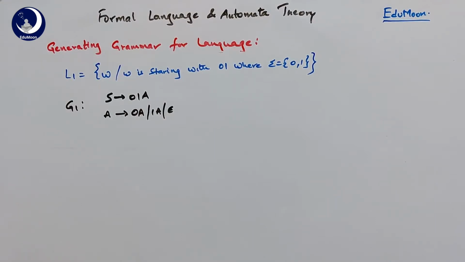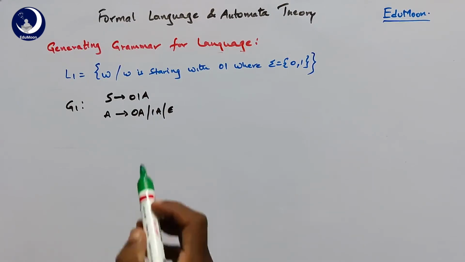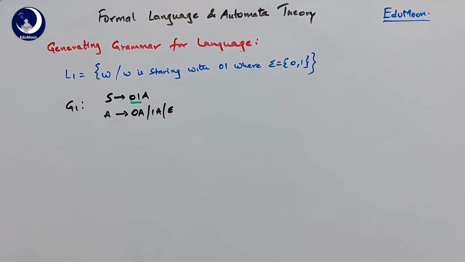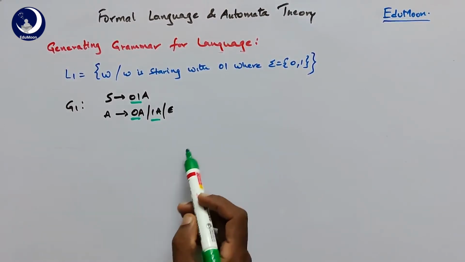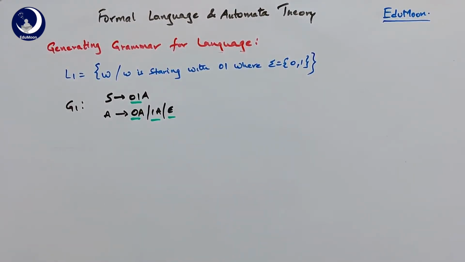So G1 is the grammar with the production rules which generates all the strings from the language L1, that is, all the strings starting with 01. You can see here S generates the symbols 01. Then any other symbols that follow after 01 are generated by the variable A. A generates either 0 or 1 any number of times, or it can halt using epsilon. So this is the grammar for the given language L1.